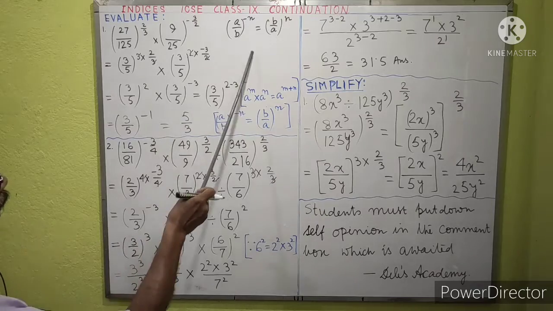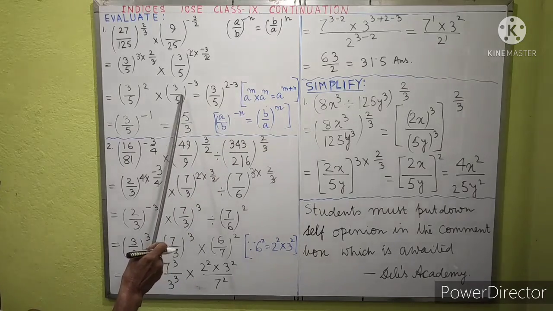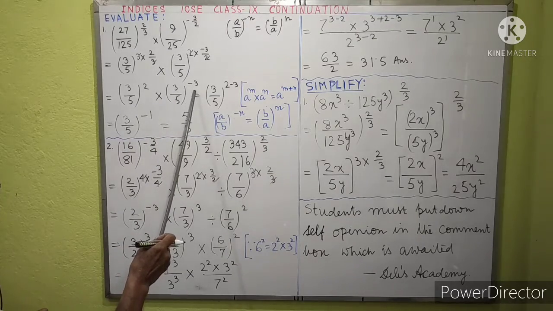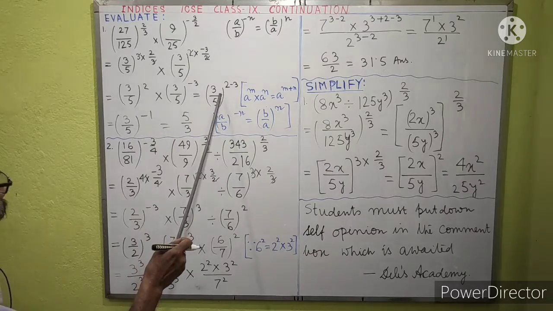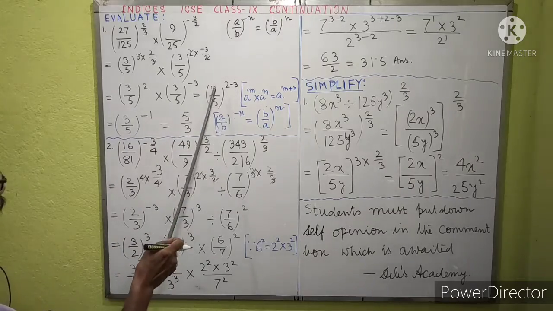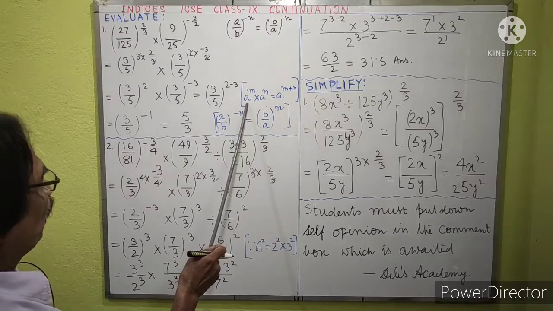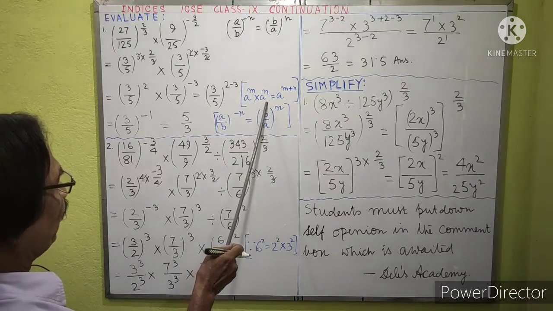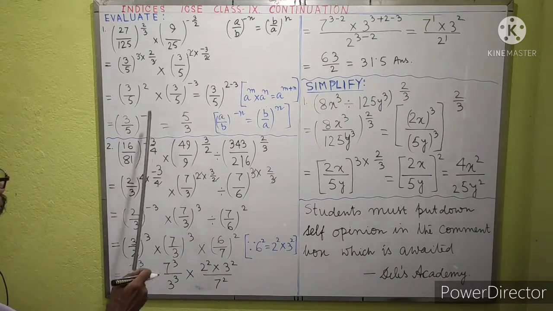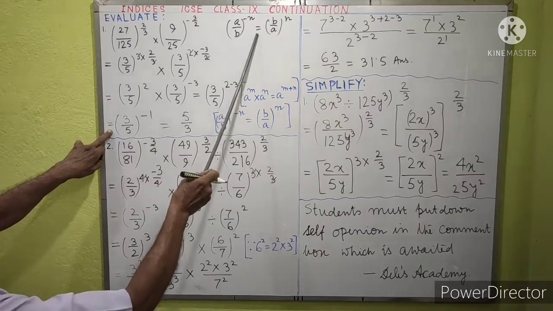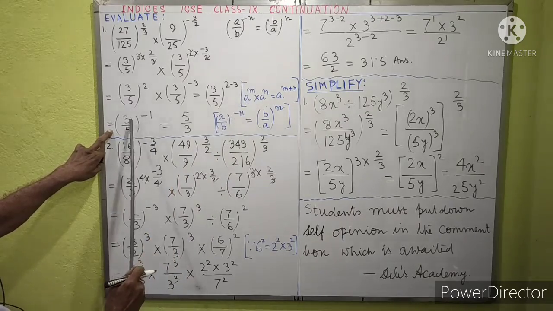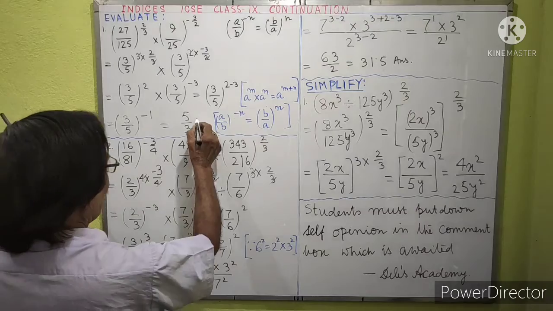Now this minus 3 and plus 2 — because both are the same base, we have not changed it this way. And using the formula a^m × a^n = a^(m+n), here n equals minus 3, so it is minus 1. Now (a/b)^(-n) = (b/a)^n, so it is 5 by 3. This is the answer, 5 by 3.